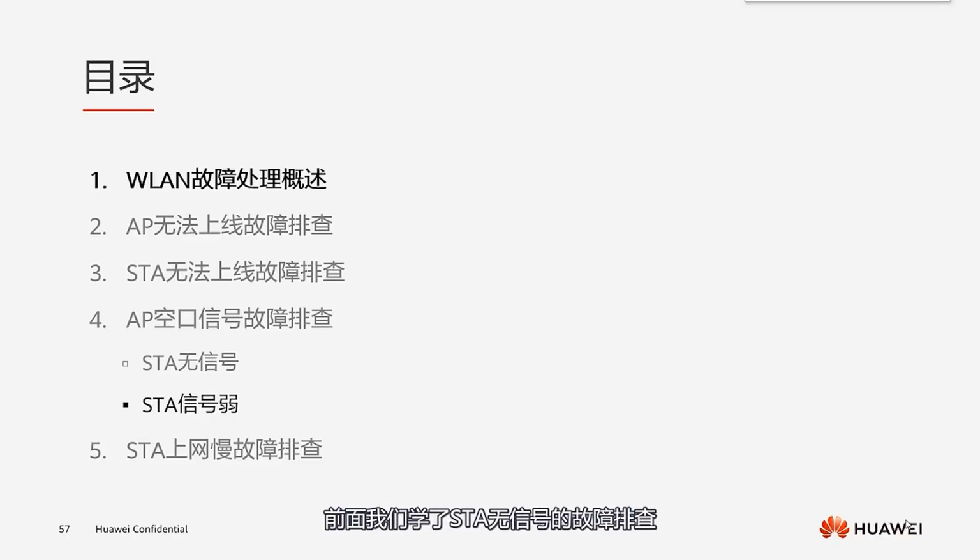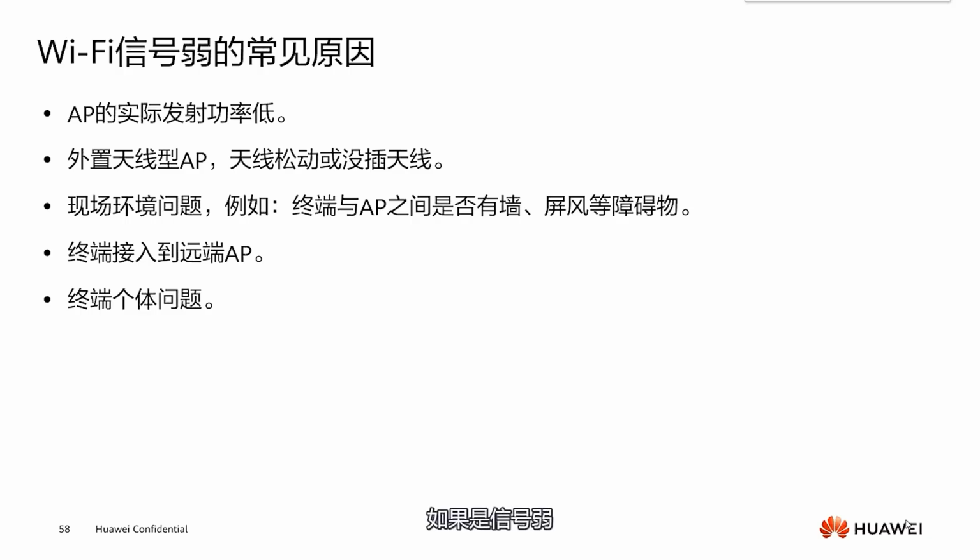Previously, we discussed troubleshooting for when STAs have no signal. Next, we will look at troubleshooting for cases where the terminal signal is weak. If the signal is weak, it is often a problem at the physical layer. This could be an issue with the antenna, or possibly with the terminal itself. Right, it could also be an issue with the transmission power.